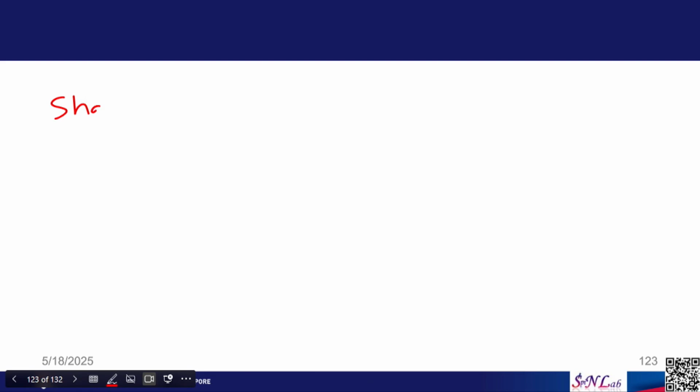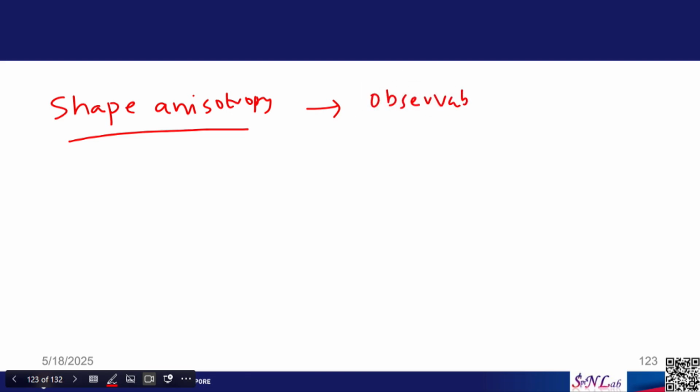So, when I talk about shape anisotropy, like diamagnetism, shape anisotropy will be observable mainly in the absence of any other anisotropy, say magnetocrystalline or some such anisotropy.